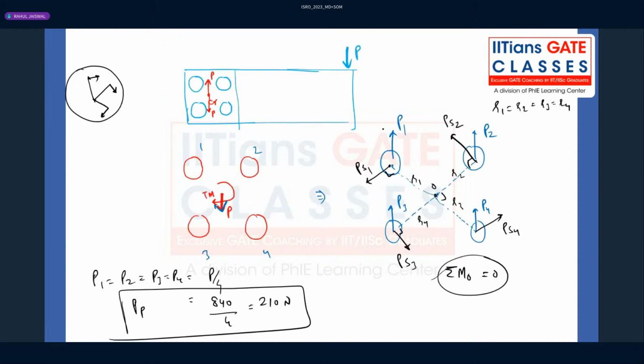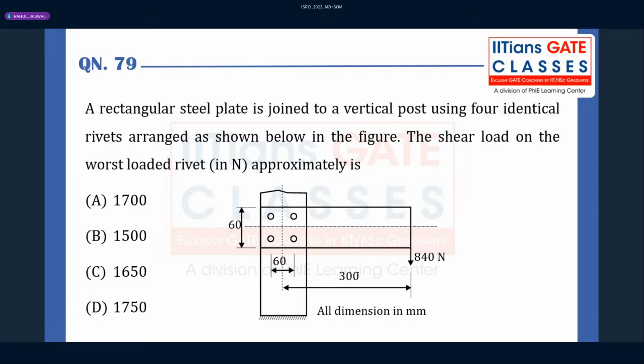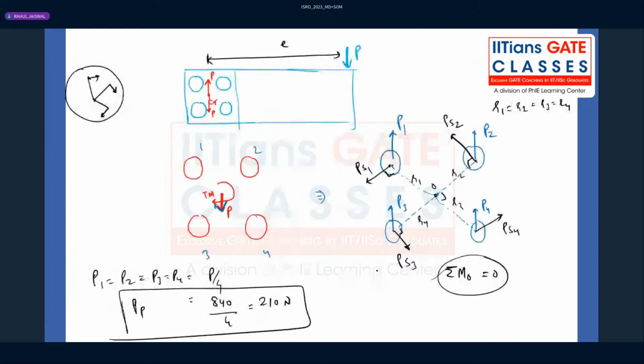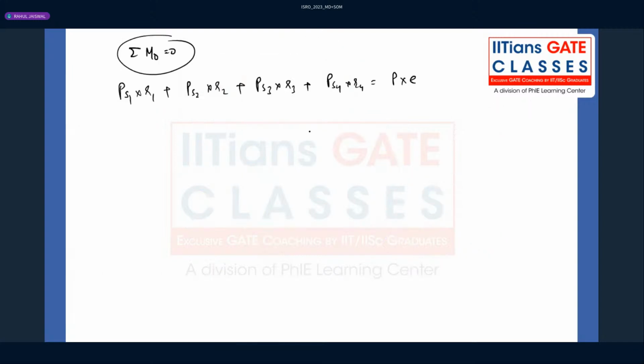What is P into E? P into E means this external moment. What is E? E they have given as 300 mm. So here they have given it as 300 mm. So what can we write?